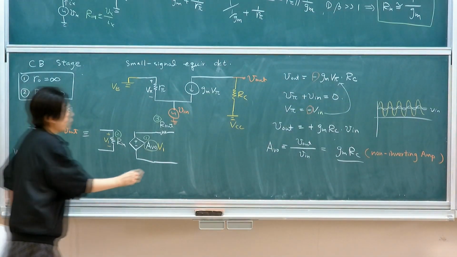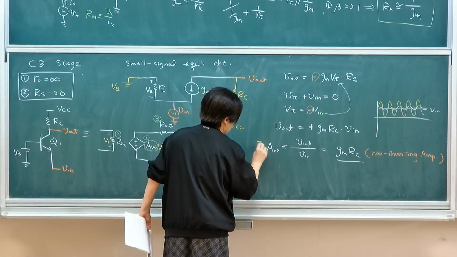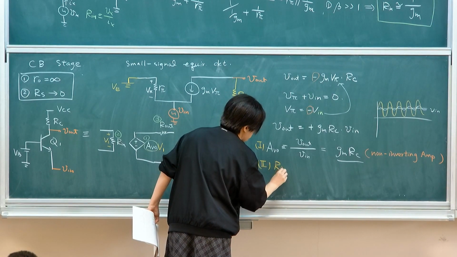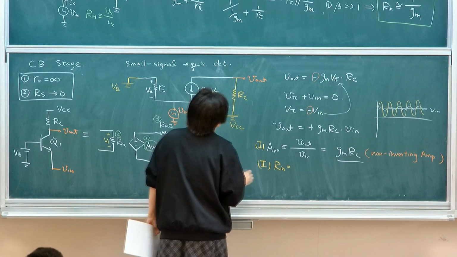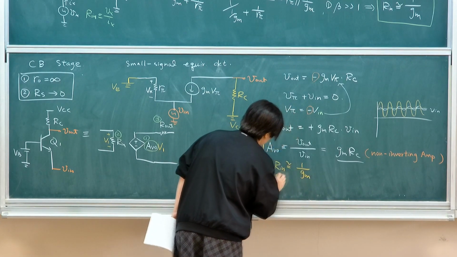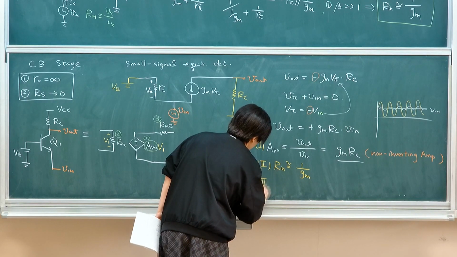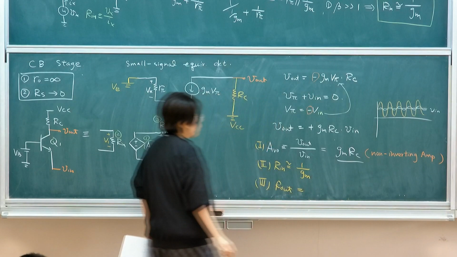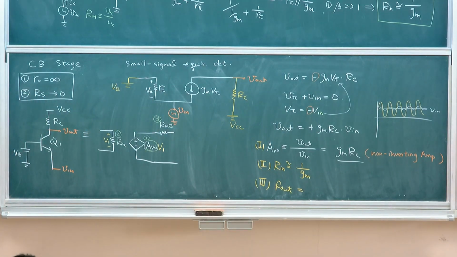So we already arrived at this second result: we know that my input resistance is 1 over gm. And we still have one blank spot to fill, which is output resistance.